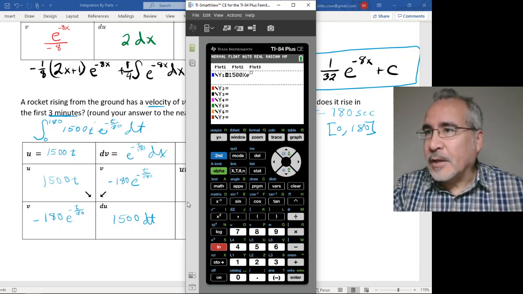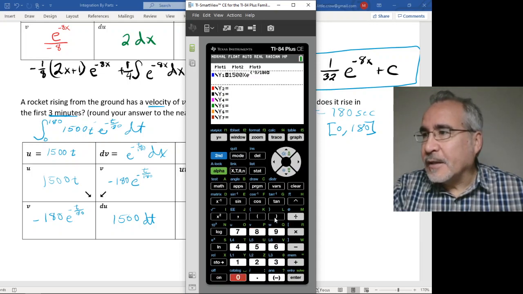Now here's the tricky part. You want to make sure all of this is up in the exponent. Some of you are going to need to put parentheses to make sure all of this is in the exponent. I'll just put it there, though I don't really need it with this system.